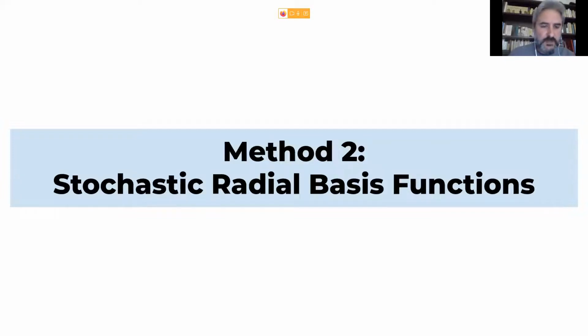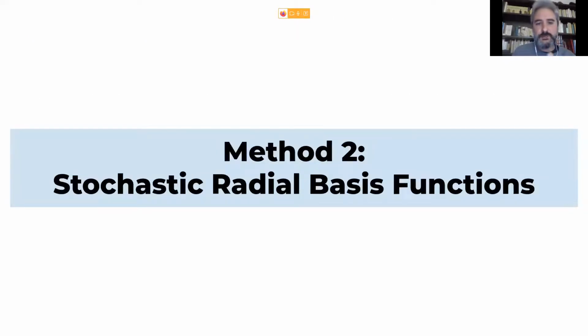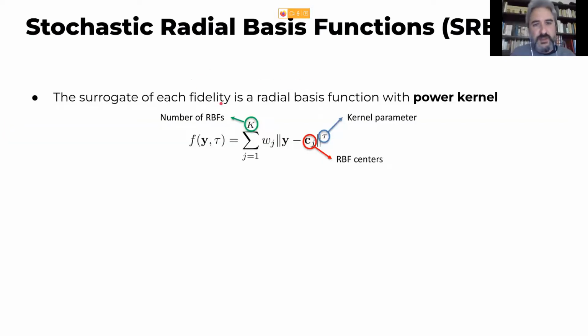The second method is the so-called stochastic radial basis function. It's a different flavor of multi-fidelity surrogate modeling, and I'm going to give you some details here. As the name says, it's a multi-fidelity stochastic radial basis function. Each fidelity's surrogate is a radial basis function approximation with power kernel. So this is the expression of my radial basis function.